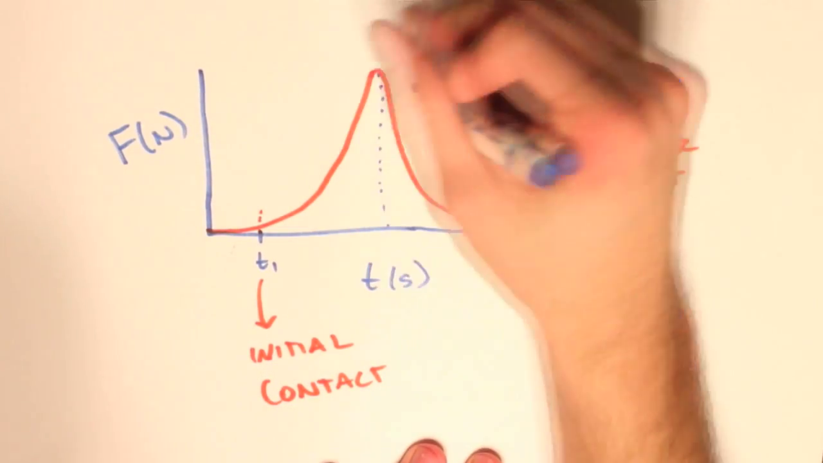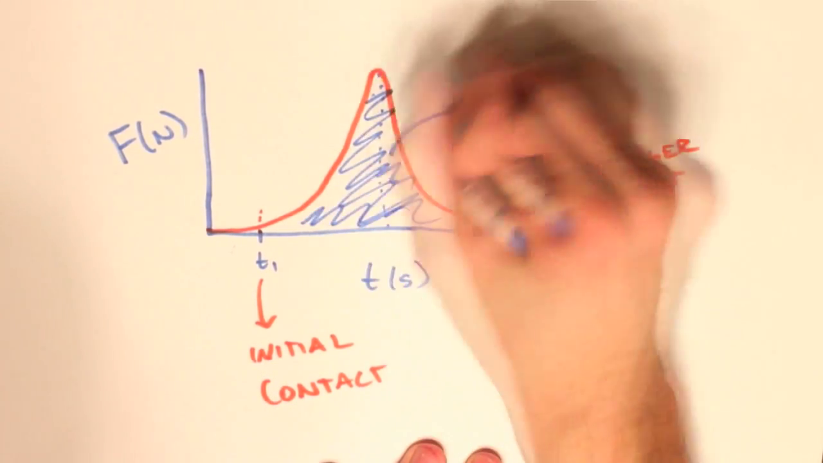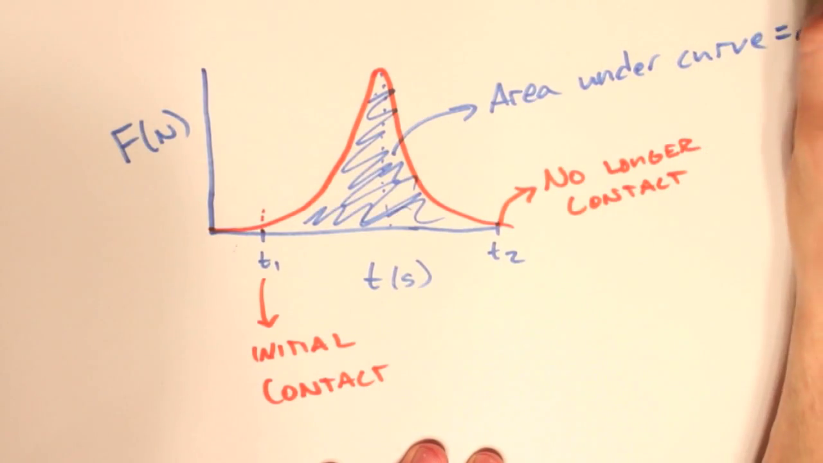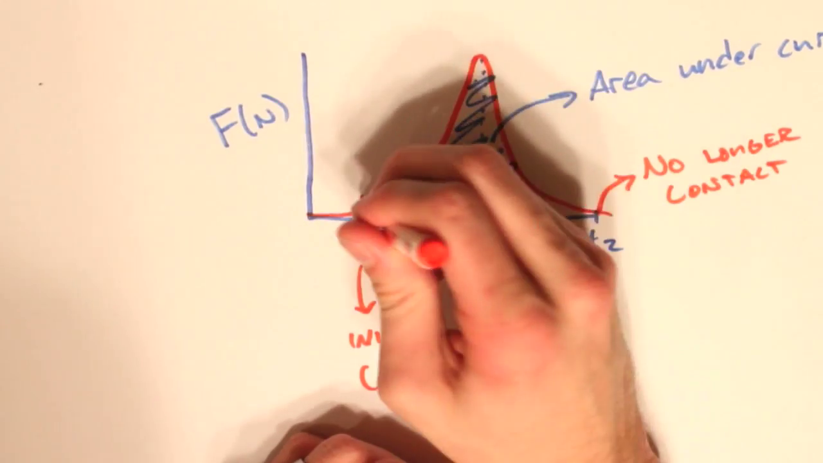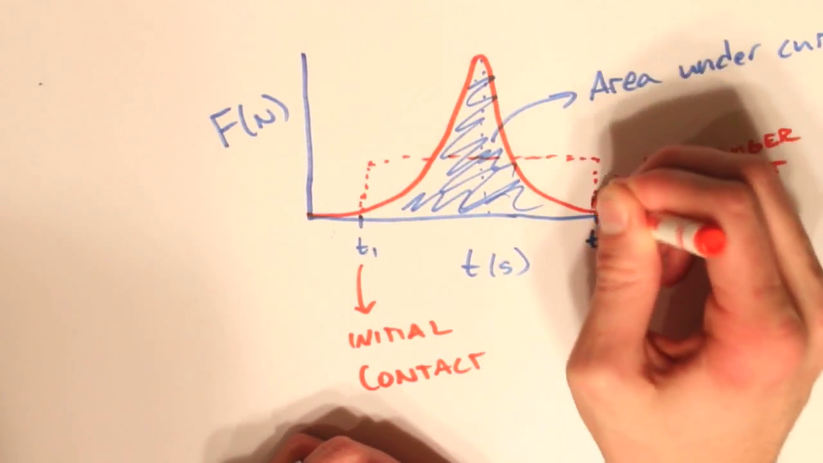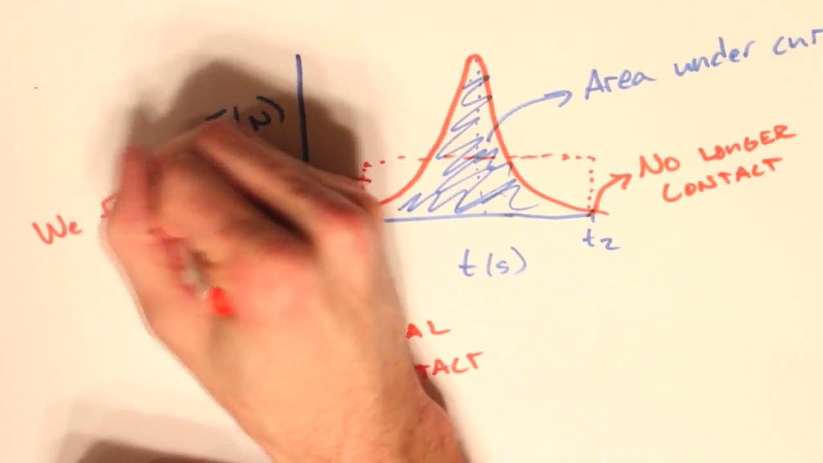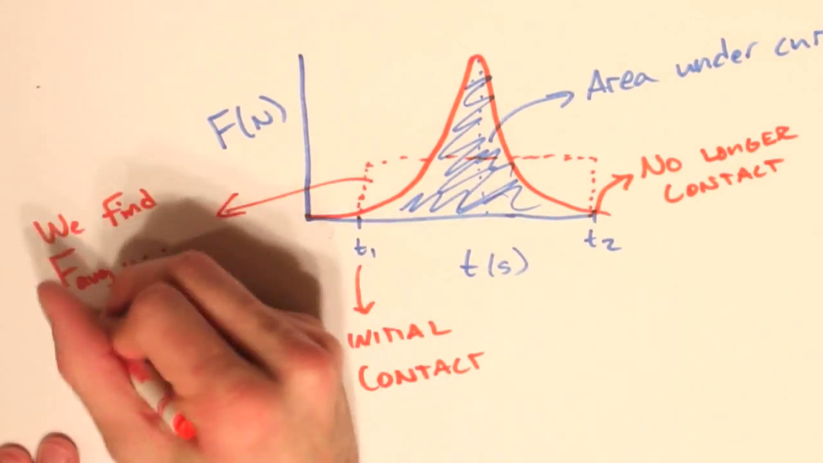The force versus time graph looks something like this. There's a large spike in the middle. The area under the curve is the impulse imparted. Rather than taking an integral, we take an average of this force imparted over time. This gives us a pretty good approximation.